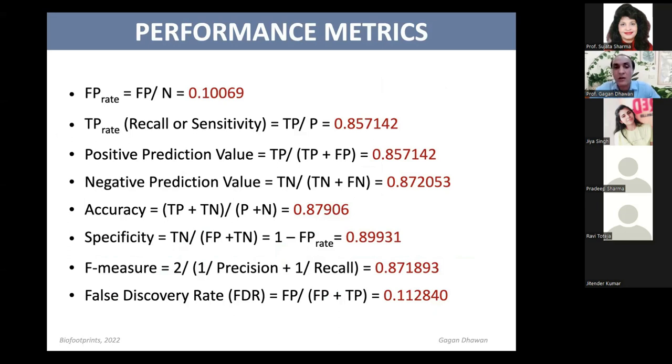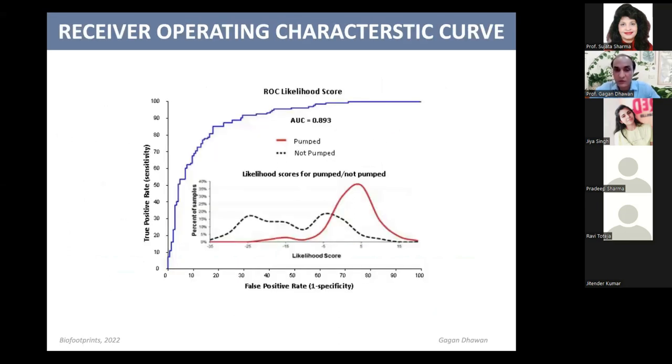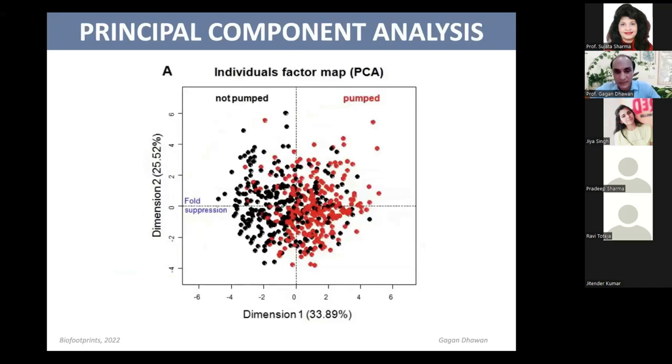We calculated all these values on the basis of the data which we got, and then we plotted the ROC curve. And when we plotted the ROC between true positive rate and the false positive rate, we see the AUC value, area under the curve, which we are getting is 0.893. That means 89.3% prediction accuracy with these 1475 molecules only. So this is what we are getting, approximately 90%, you can say.